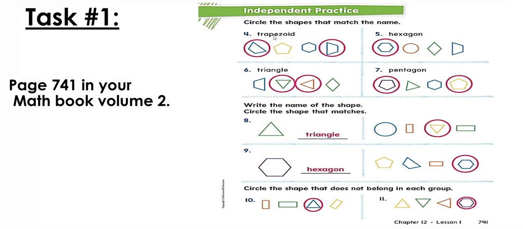Let's check. Trapezoid. Hexagon, only one hexagon. Triangle, tri means 3, the one with the 3 sides. Pentagon, the one with the 5 sides. Number 8 is a triangle. And number 9 is a hexagon. It has 6 sides. Here, the triangle does not belong in each group. This is a group of rectangles. This is a group of triangles, so the hexagon does not belong.